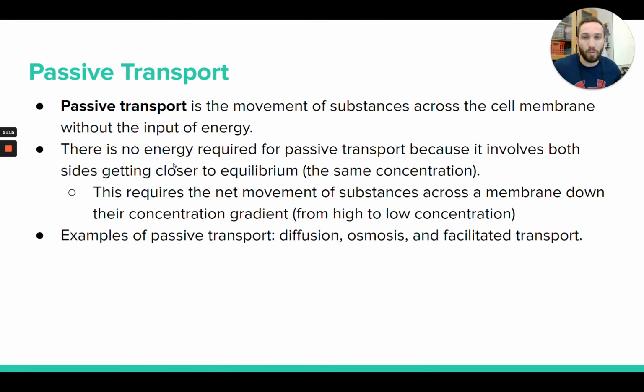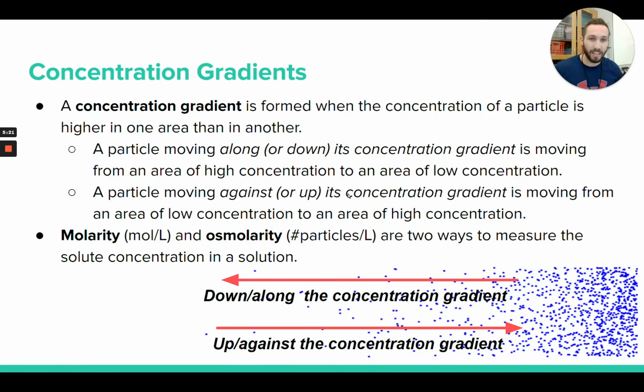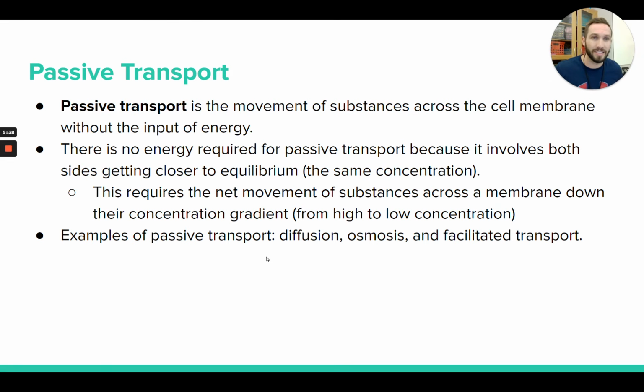And so this is going to require that there's a movement of substance down its concentration gradient, or from an area of high to low. So like in this picture, if I can get a lot of these particles to move towards this side, that's going to help us achieve the goal of getting closer to equilibrium everywhere, where everywhere has the same concentration and there's no longer a concentration gradient. And so that would be an example of passive transport.